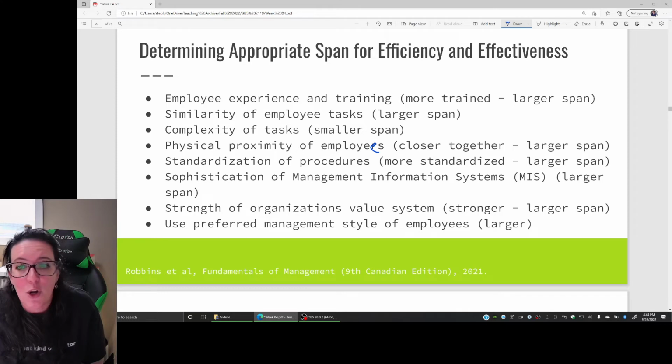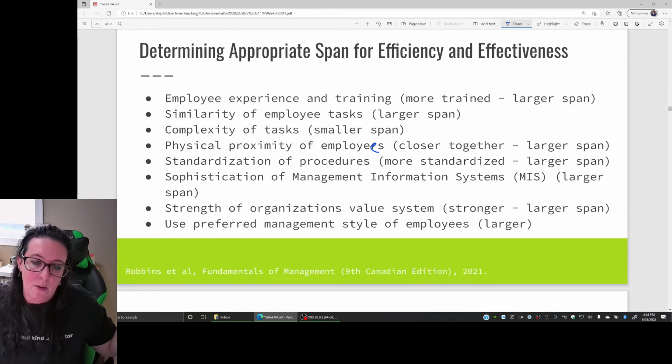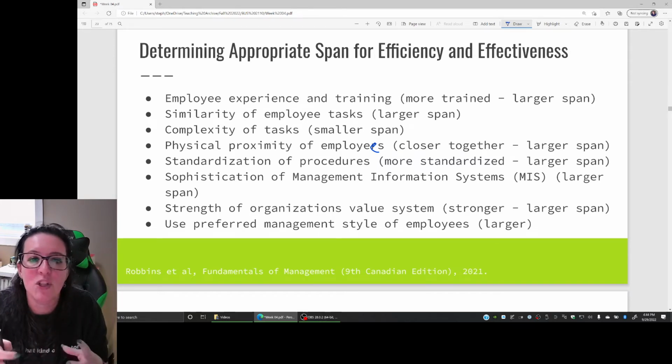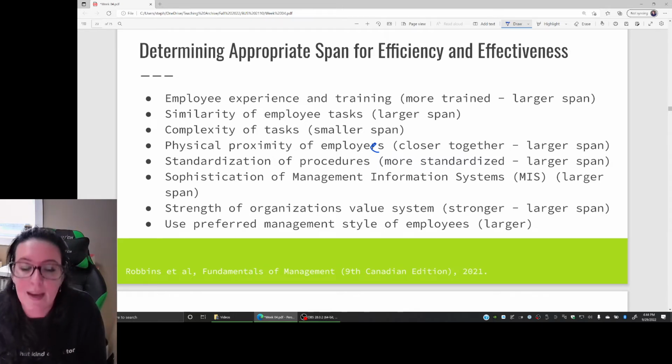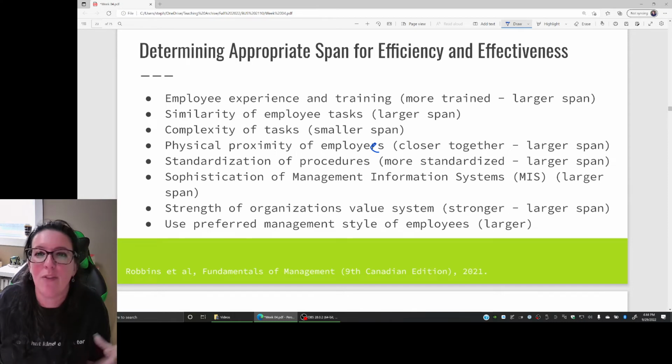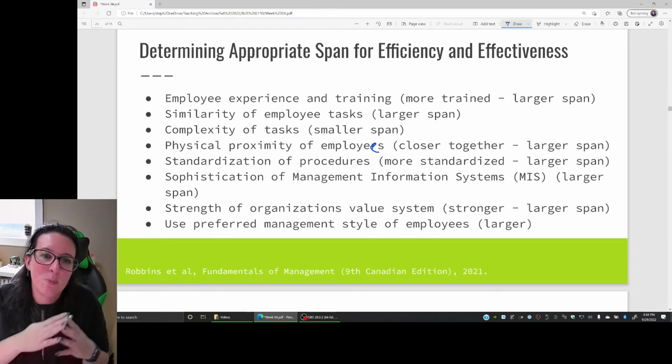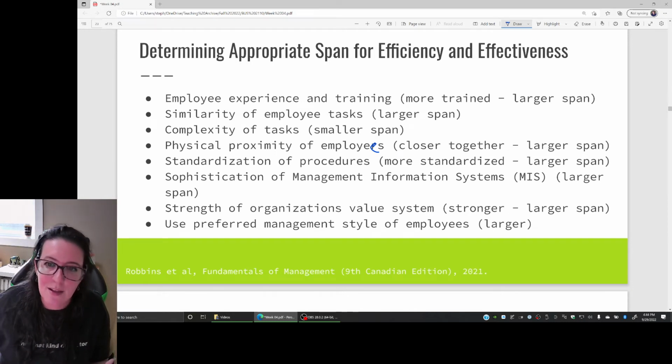How standardized are your procedures? So is there a general process that everyone follows? The more standardized the process, if everyone works through the same steps, then we can have a larger span. Because again, it's about how much time it takes for the manager to deal with issues with each employee and what is reasonable in terms of their workload. So if it's more standardized processes, then each worker doesn't need the manager to intervene to help as often, and we can have a much larger span.